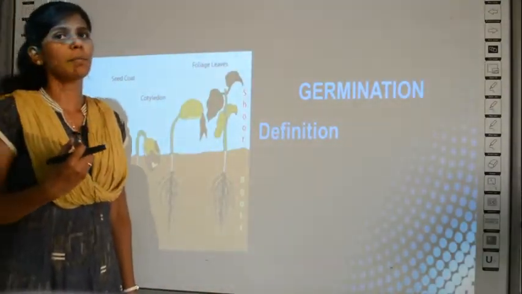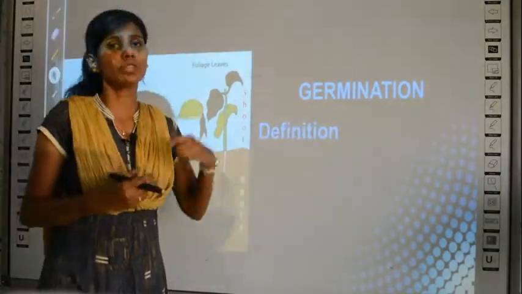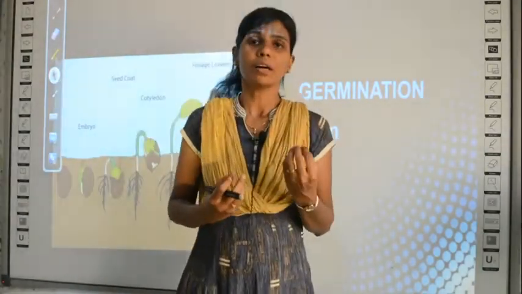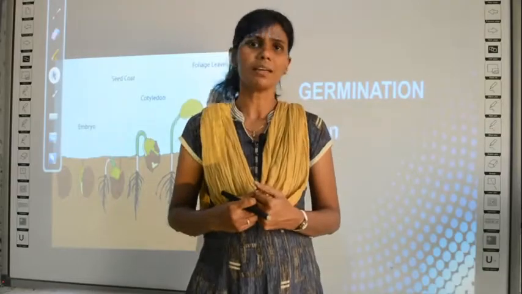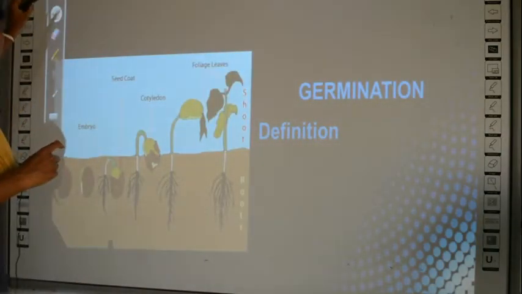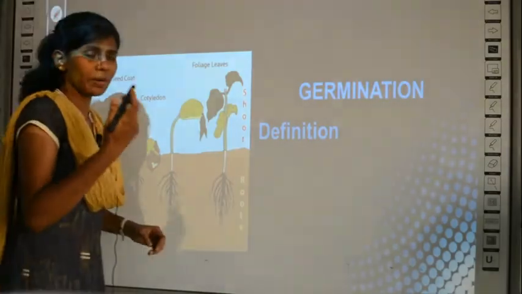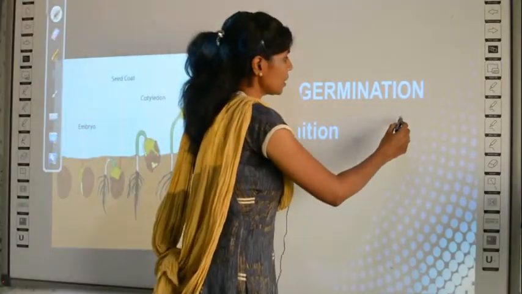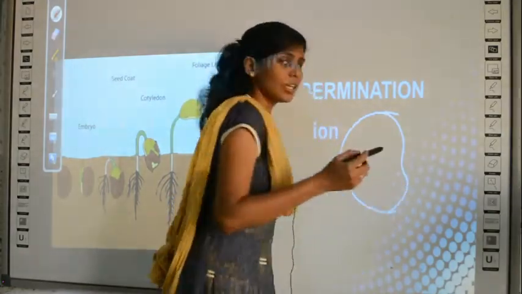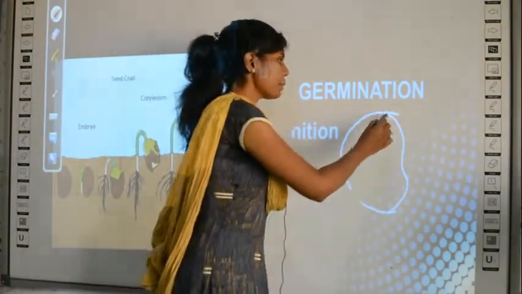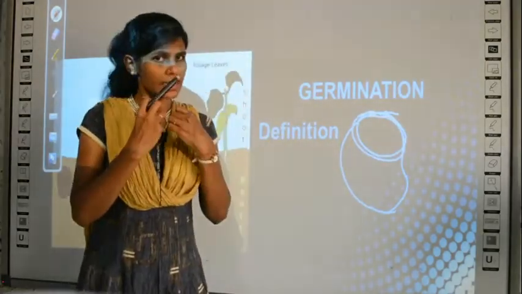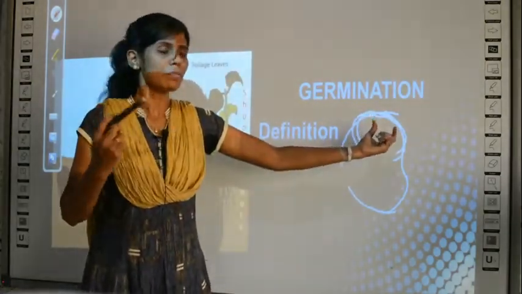So before learning the definition for germination, let us recall some concepts we have studied in a previous class, because without knowing those terms you may not understand what I teach you. In the previous class we studied the structure of a seed, right? In a seed you have a part called the embryo. Do you remember? In this corner you will have a part called the embryo.